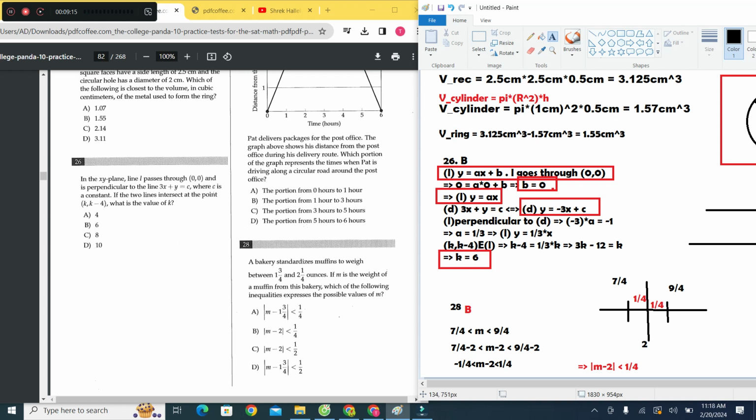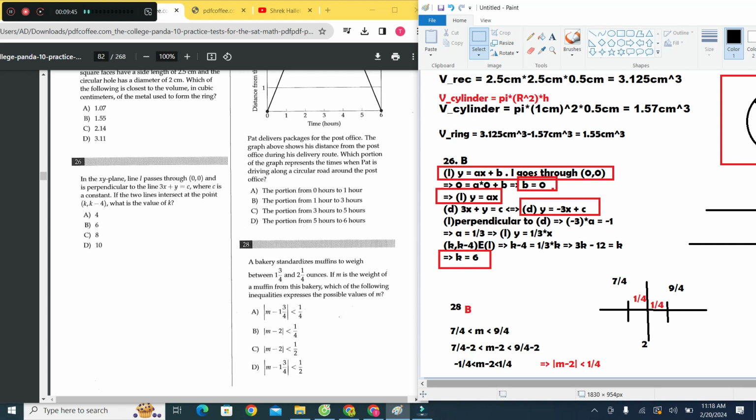Now we subtract 2 from both sides to get M minus 2, and we can see that minus 1/4 is smaller than M minus 2, which is smaller than 1/4. Therefore, this is equivalent to the inequality that the absolute value of M minus 2 is smaller than 1/4. So the answer is B.